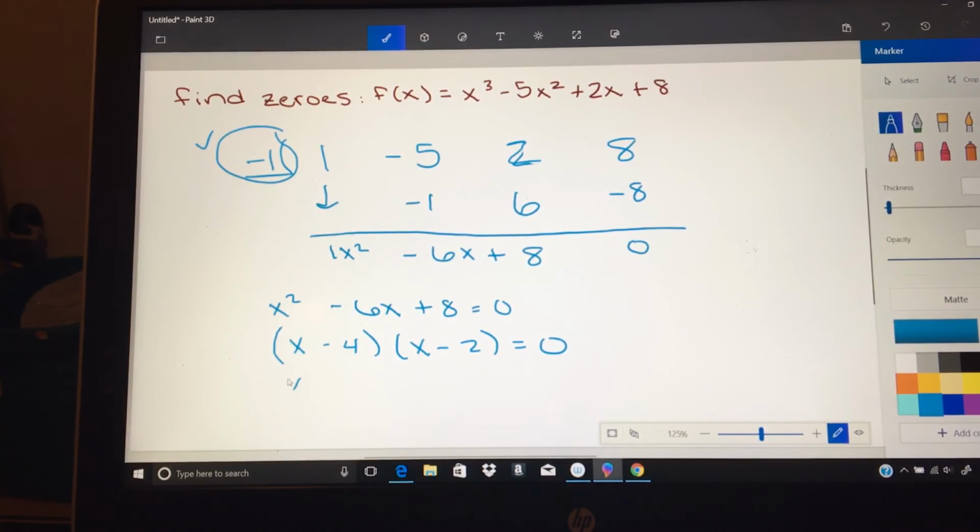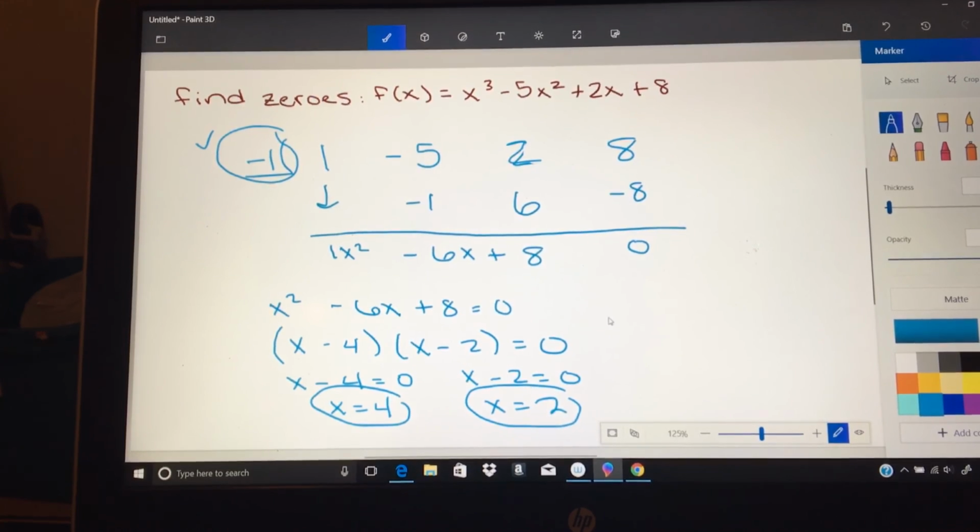And then I can take each of these factors and set them equal to 0. So I can do an x equals 4. And then here, I'm going to get x equals 2. So I have 3 zeros. I have -1, I have 4, and I have 2. So those are my zeros.